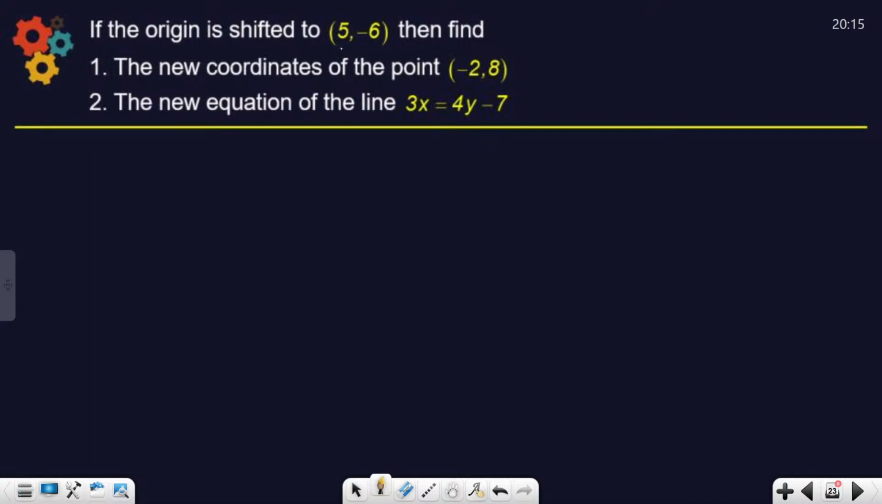The origin is shifted to 5 comma minus 6. It means what? Your h is 5 and k is -6. And they have given the coordinates of the point. This is the coordinate in the old system. You have to find out the coordinate in the new system. Okay? So what was the formula? Capital X was x minus h and capital Y was y minus k.